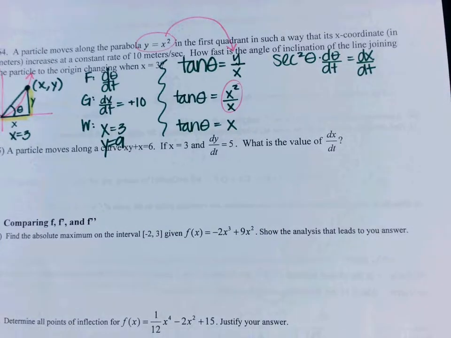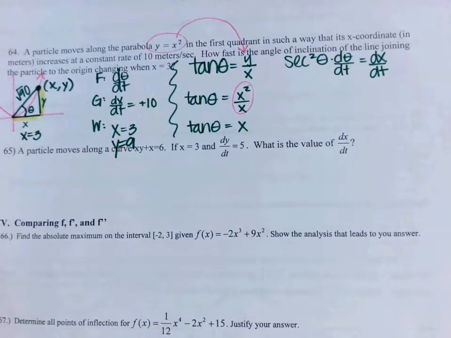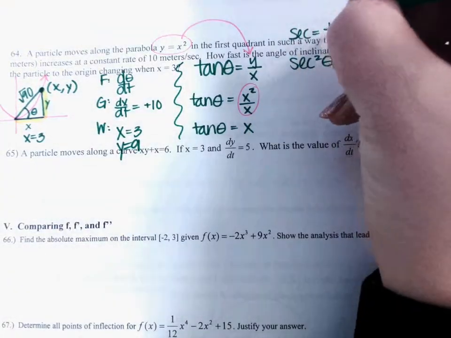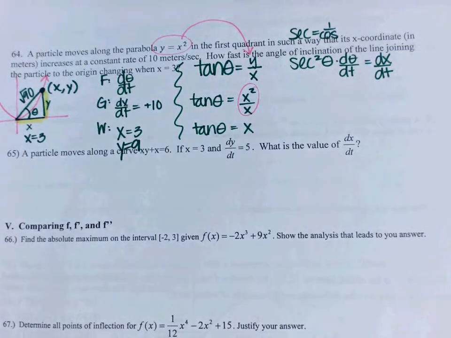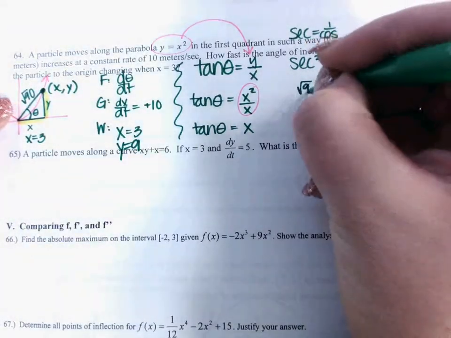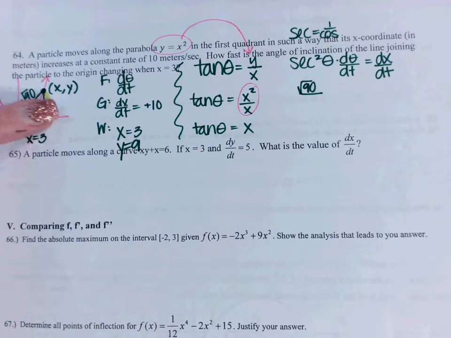What's 3 squared? 9. What's 9 squared? What's 81 plus 9? So this side has to be the square root of 90. And so then if I'm doing secant, remember that secant is 1 over cosine. So I'm going to find the cosine and then I'm going to flip it. Cosine is adjacent over hypotenuse. So secant would be hypotenuse over adjacent. What's my hypotenuse side? Root 90. What's my adjacent side to theta? Is it the 3 or the 9?